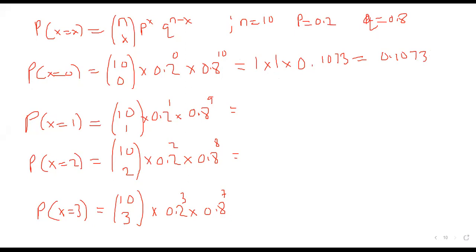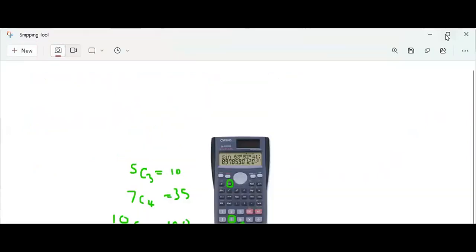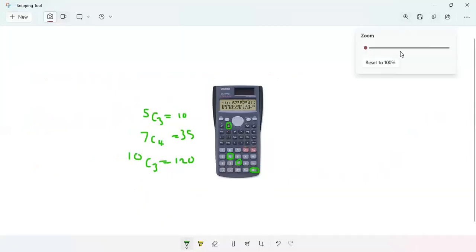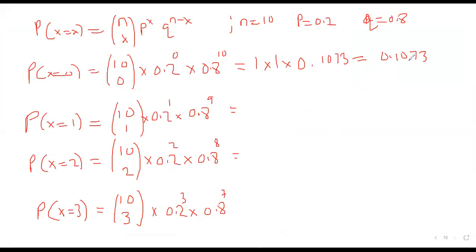Using a Sharp calculator, the power key is somewhere here. So the power is this arrow here. So you just do 0.8, then the power, 10. All right. So this is what we're getting, 0.1073.